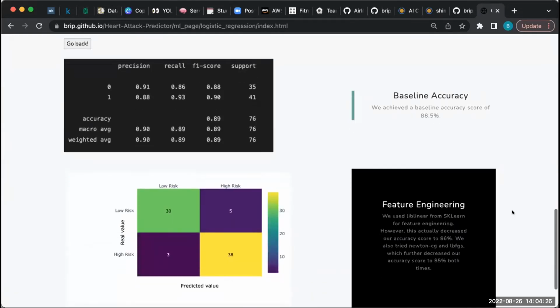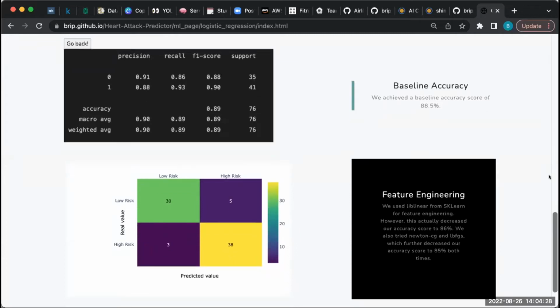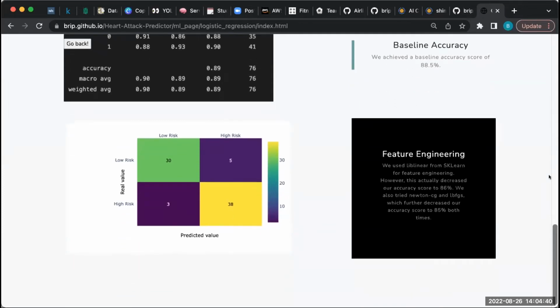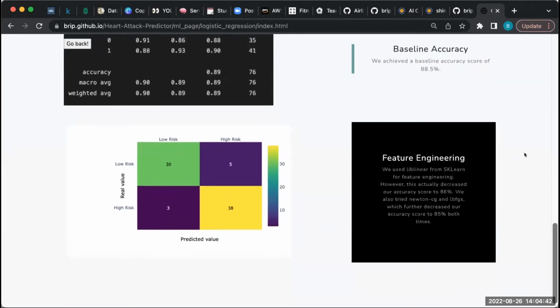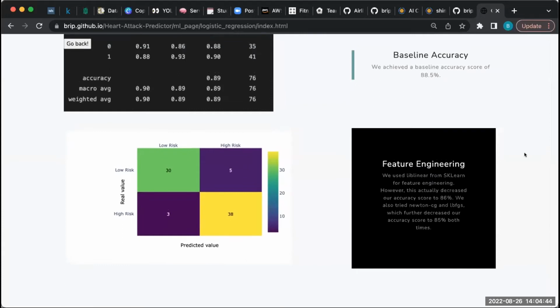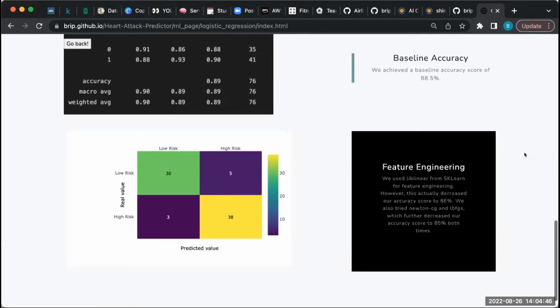With logistic regression, we achieved a baseline accuracy score of 88.5, and we used sklearn for feature engineering. Our first model was liblinear, but this decreased our accuracy score to 86, and then we tried Newton-CG and LBFGS, but both times they decreased our accuracy score to 85.